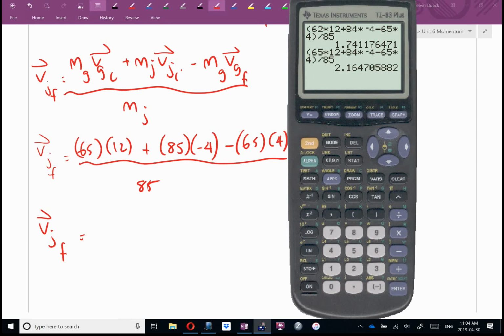Positive or negative? I got a positive, so that direction is east. Let's talk about what types of answers. You could also have gotten a negative answer. That would mean that Jim ended up going back in the opposite direction. Could also have gotten a 0. It's possible they could have collided and their momentums could exactly have canceled each other out and they could have come to a stop. I think there might be one on your unit review like that.